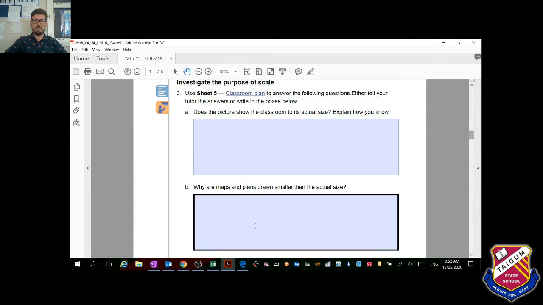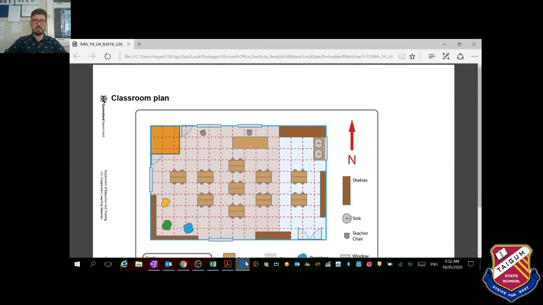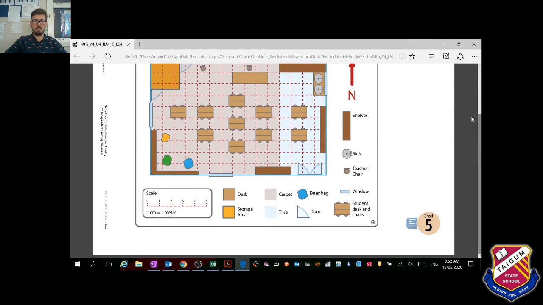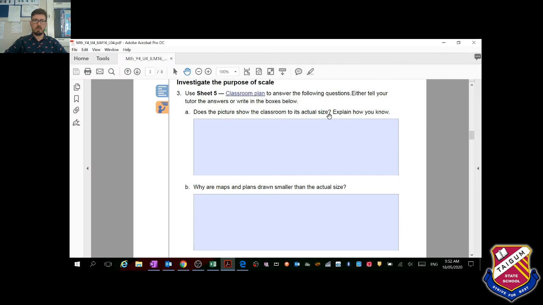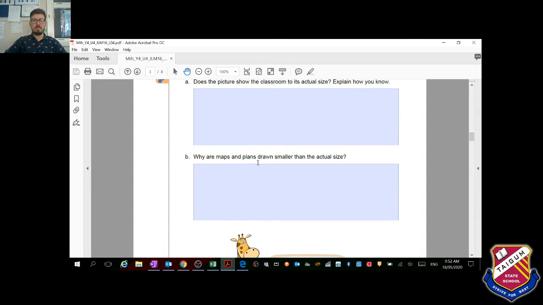Okay, use sheet 5, which is this one here, the classroom plan. And it wants you to answer these questions. Does the picture show the classroom to its actual size? Write yes or no, full stop, explain how you know. Why are maps and plans drawn smaller than actual size? Write down a reason there. Off you go.